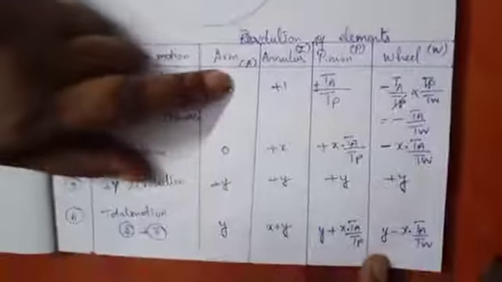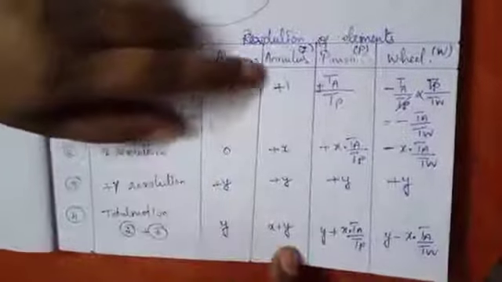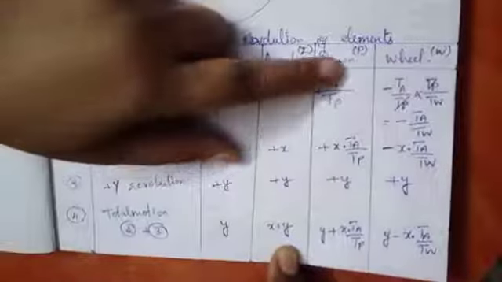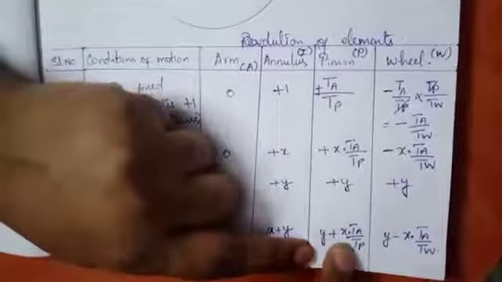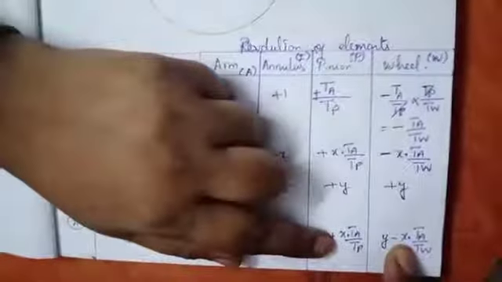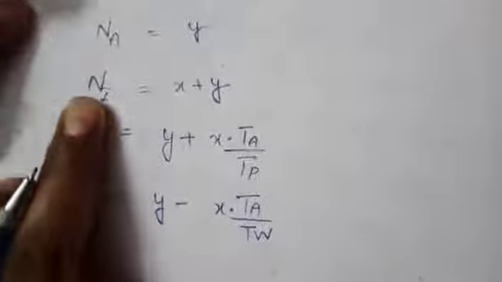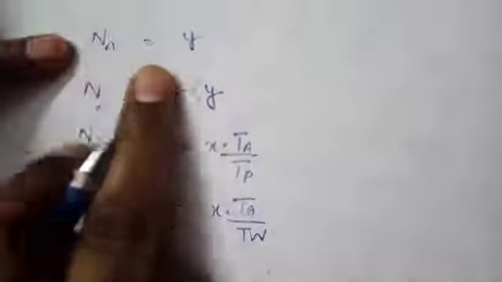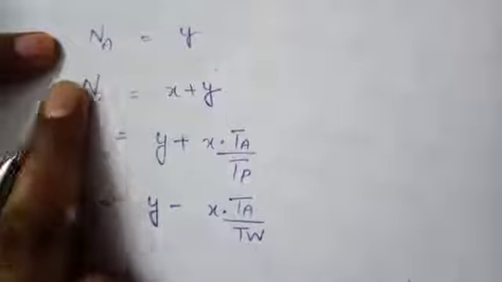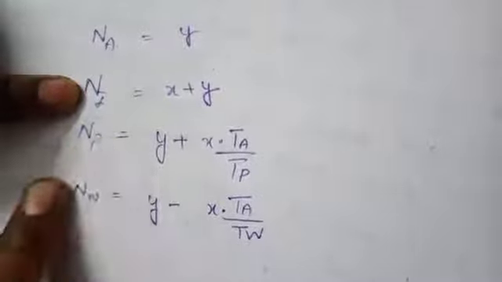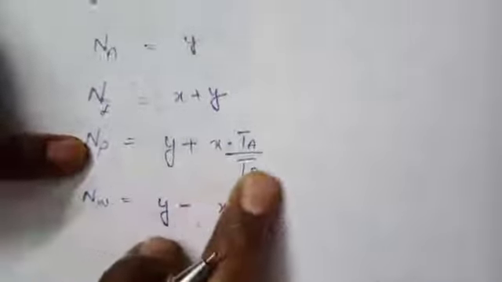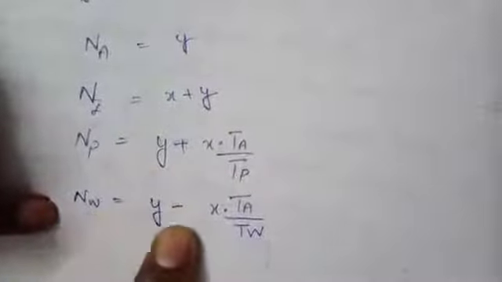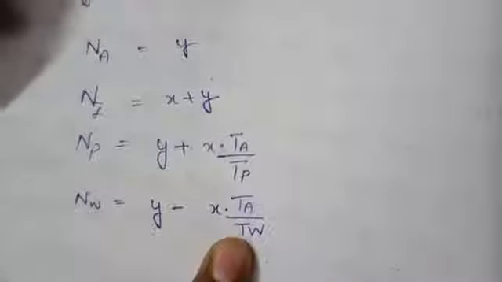So that means arm A speed is y, annular speed is x plus y, pinion speed is y plus x into TA by TP, and wheel speed is y minus x into TA by TW. That means revolution of elements. So you need to give that. So from the table you will get the equations: NA equal to y, that means speed of the arm, then internal gear x plus y, then pinion y plus x dot TA by TP, NW y minus x dot TA by TW.